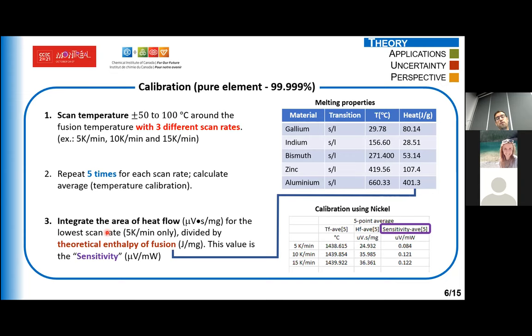We repeat this measurement at least 5 times to be able to calculate an average temperature and to understand the sensitivity of the thermocouple or thermopile that we're using. We're doing the same thing for the calibration of the enthalpy or the heat flow. So basically we're integrating the raw signal that we get from the measurement, and by knowing the theoretical value of these enthalpy of fusion, we're able to evaluate a sensitivity factor that is after that used to calibrate the equipment and obtain quantitative measurement.